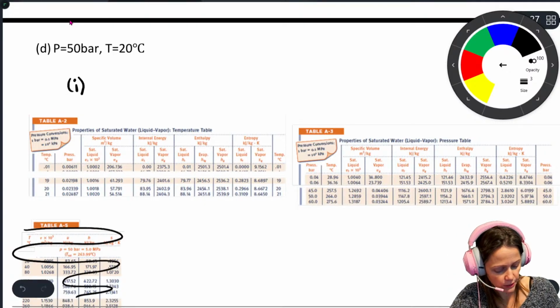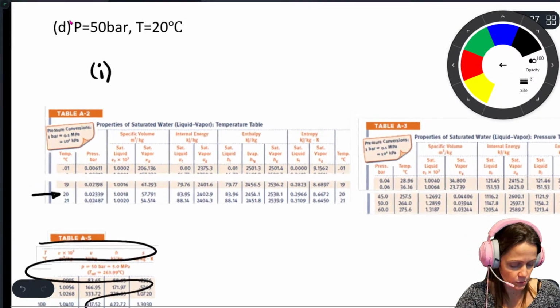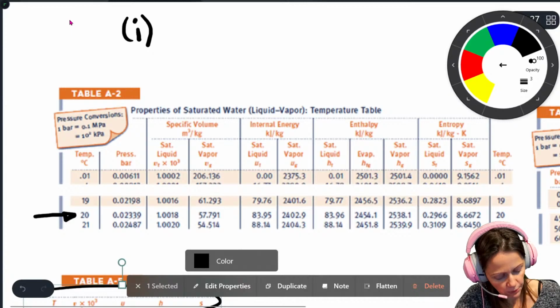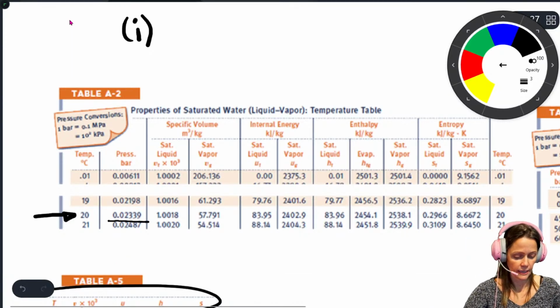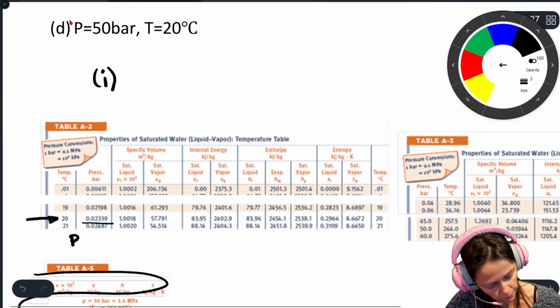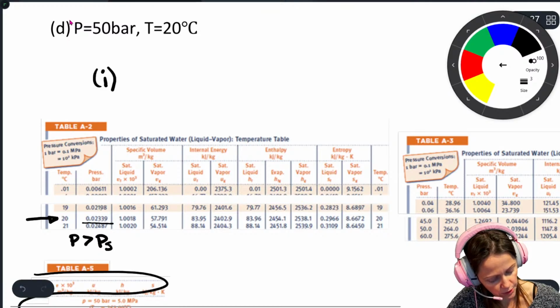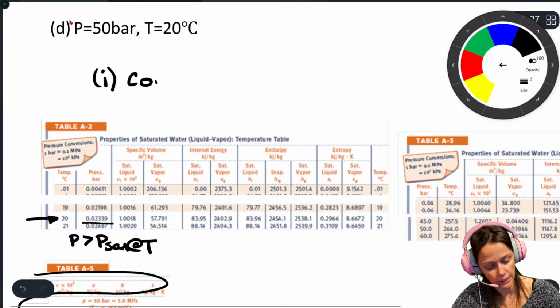But if I go to A2, I can look things up by temperature. So at 20 degrees Celsius, if it was going to be saturated, my pressure would have to be 0.02339 and we're at 50 bar. So our pressure is greater than the saturation pressure at our temperature of 20 degrees Celsius. So that tells me that it's compressed.